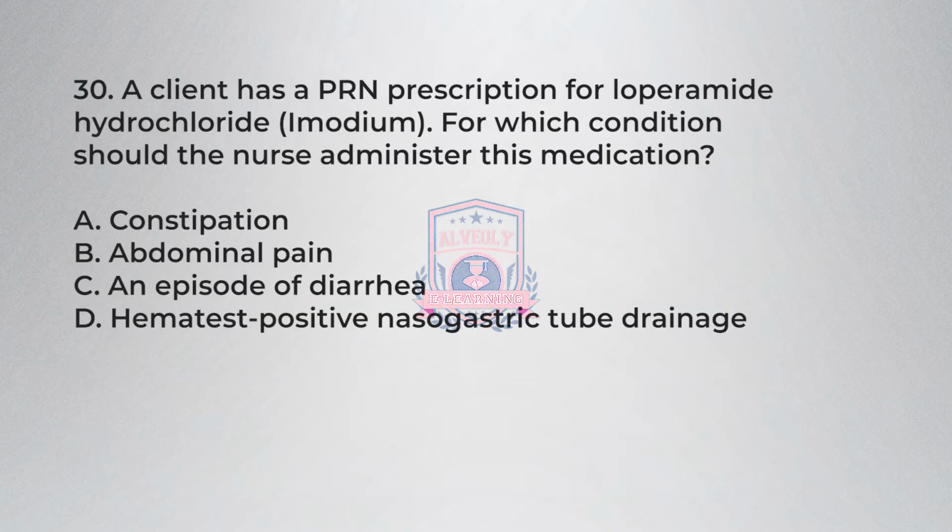Question 30. A client has a PRN prescription for loperamide hydrochloride, Imodium. For which condition should the nurse administer this medication? A. Constipation. B. Abdominal pain. C. An episode of diarrhea. D. Hematest positive nasogastric tube drainage. Correct answer is C. An episode of diarrhea.